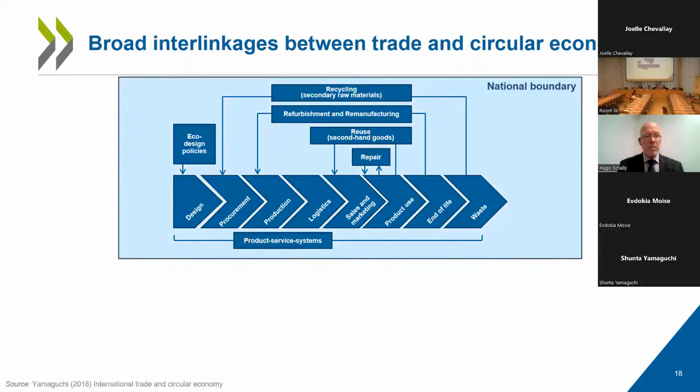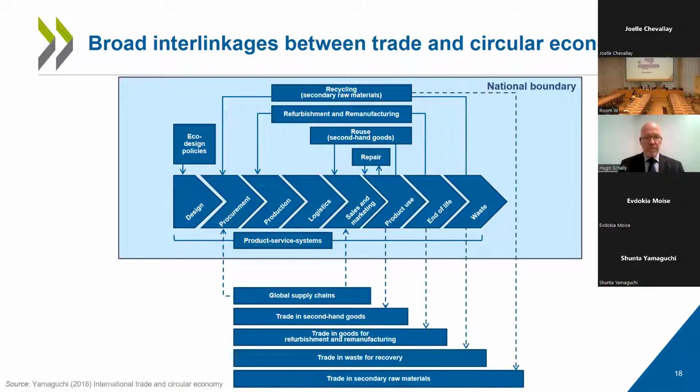And a lot of this happens within national boundaries, but there are important linkages with international trade in three main ways. The first is through global supply chains. The second is through end-of-life value chains, such as trade in secondhand goods, goods for refurbishment and remanufacturing, trade in waste for recovery, and trade in secondary raw materials. And the third pillar is the role of trade in services, as the circular economy transition has high service sector involvement, as Rob just alluded to.